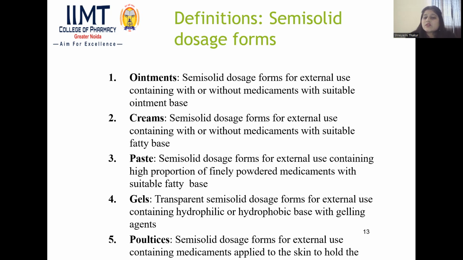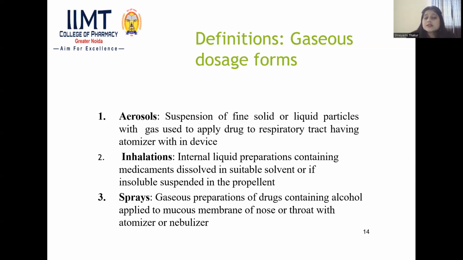The next one is gels. Gels are transparent semi-solid dosage forms for external use containing a hydrophilic or hydrophobic base with a gelling agent. Then the next one is poultices. Poultices are also semi-solid dosage forms for external use containing medicament applied to the skin. Then the last one is the gaseous dosage form. There are various examples given there.